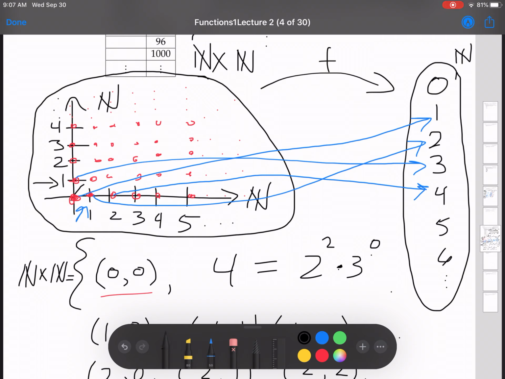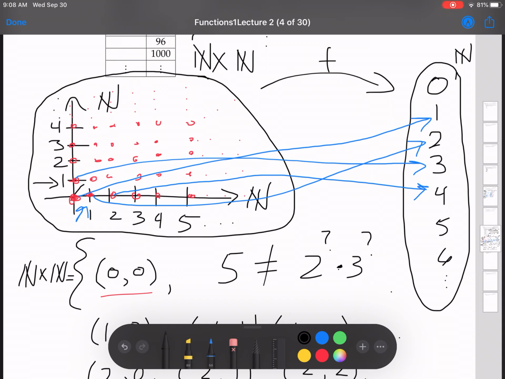Now you see, 5 doesn't equal 2 to the something times 3 to the something, right? There's no way you can get a 5 by multiplying any powers of 2 and powers of 3. So there's no way you could put something in up there and get a 5 out. So nothing hits 5. Same thing for 0, right?